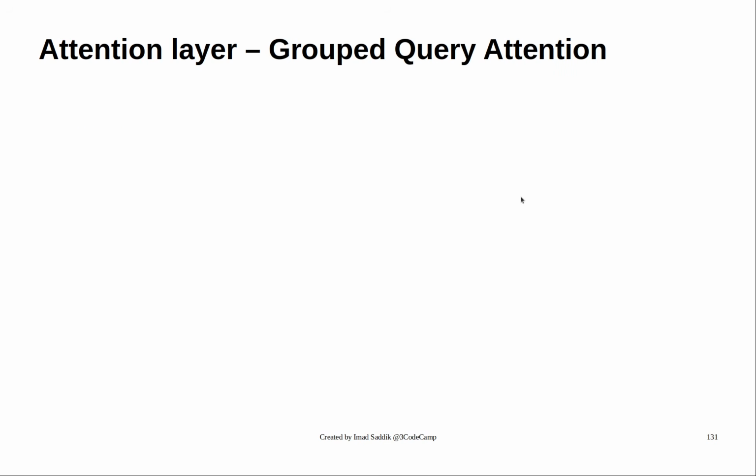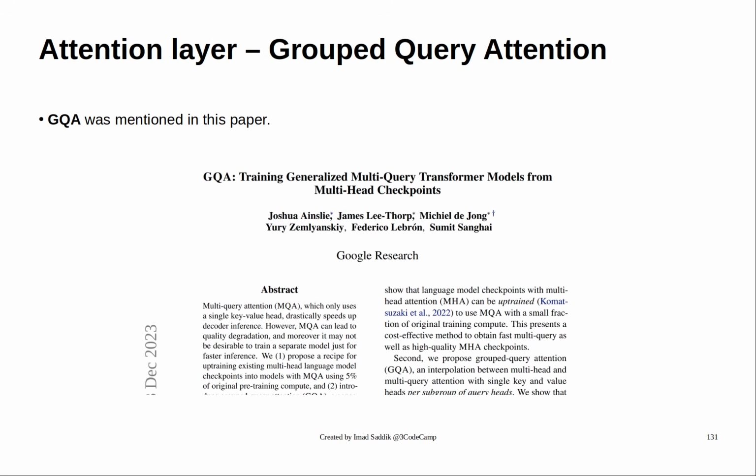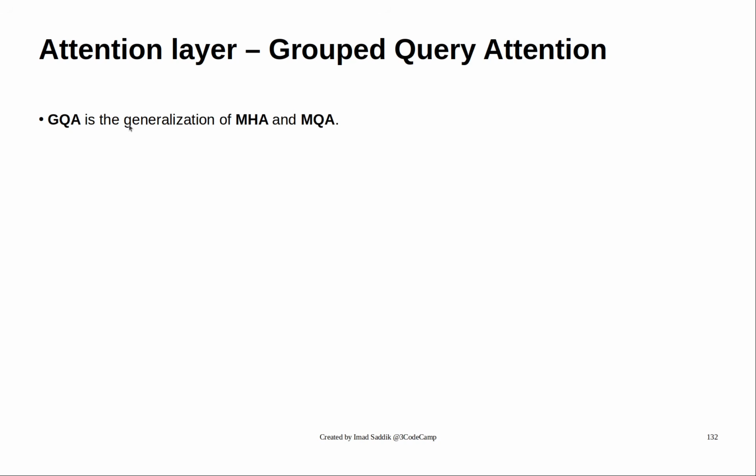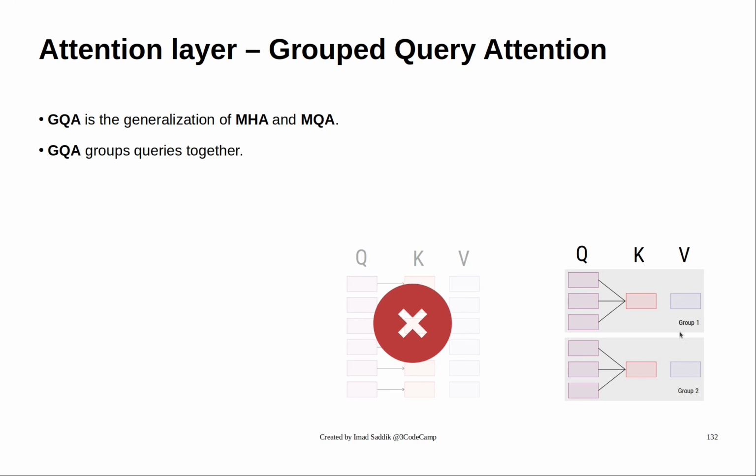Grouped query attention is our next method. This one was mentioned in this paper: Training generalized multi-query transformer models from multi-head checkpoints. Click on the image if you want to read more about this paper. Grouped query attention is the generalization of multi-head attention and multi-query attention. This is the diagram for multi-head attention, and here is how it looks like for GQA.